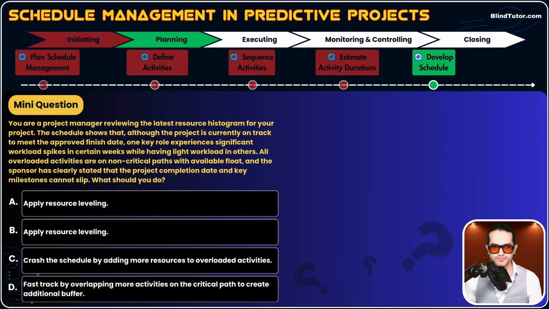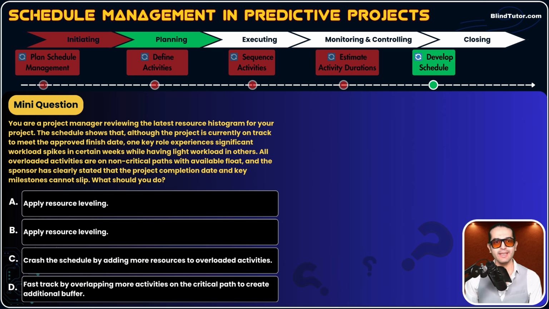What should you do? A. Apply resource leveling. B. Apply resource smoothing. C. Crash the schedule by adding more resources to overloaded activities. D. Fast track by overlapping more activities on the critical path to create additional buffer.